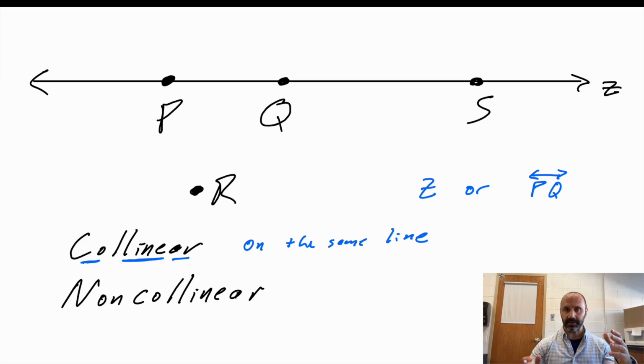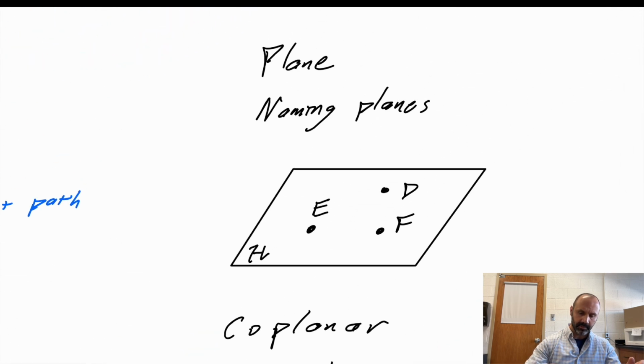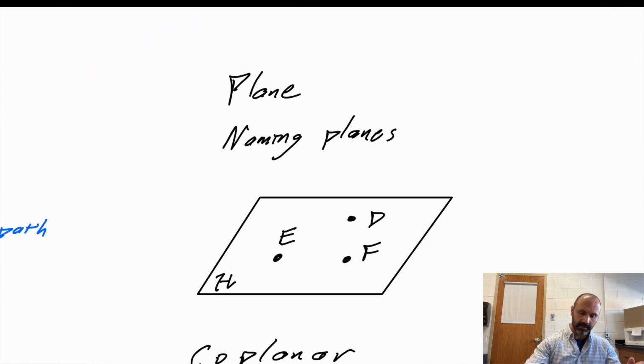If they are not on the same line, if there's not a single line that you can draw through all 3 points, then we say they are non-collinear. Non, so not on the same line. And in this case, again, you need three or more points in order to have non-collinear points. So that would be like P, Q, and R are non-collinear. P, Q, and R are not all on the same line. Very simple, just some of these concepts.